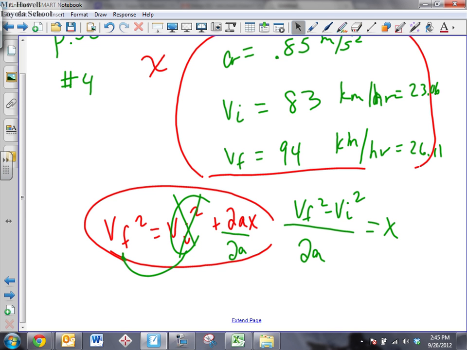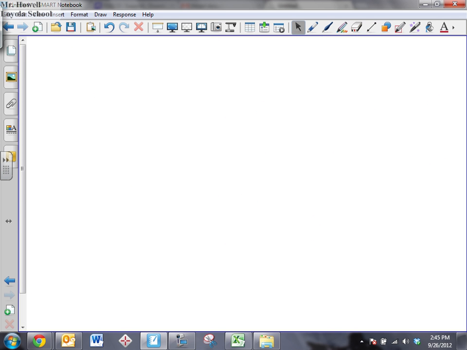Nathan accelerates his skateboard uniformly along a straight path from rest to 12.5 meters per second in 2.5 seconds. What is his acceleration? Remember the most basic formula we started with was this one. Or you can use this.